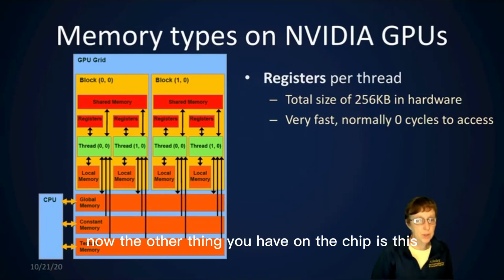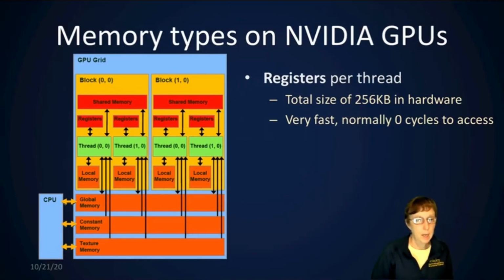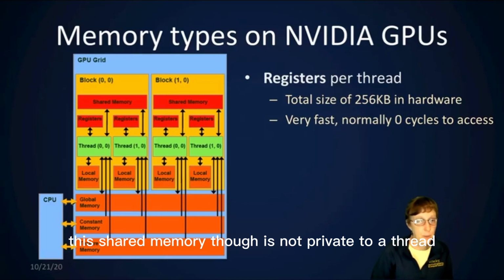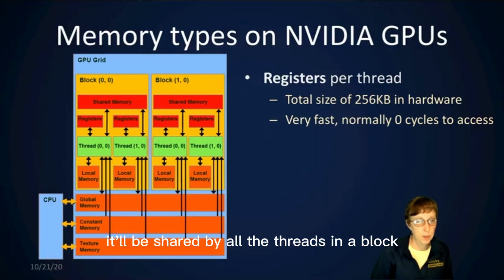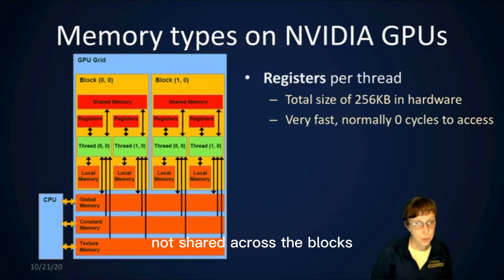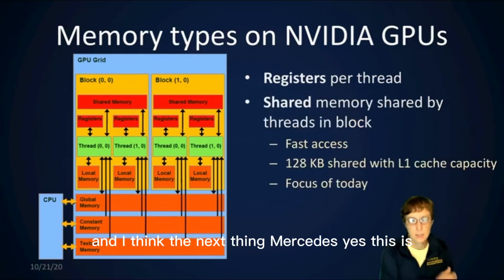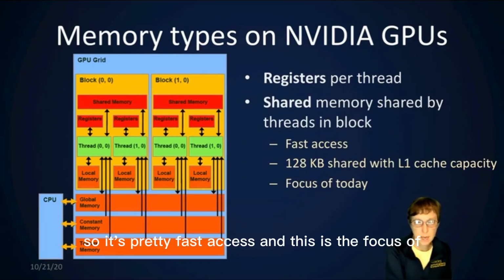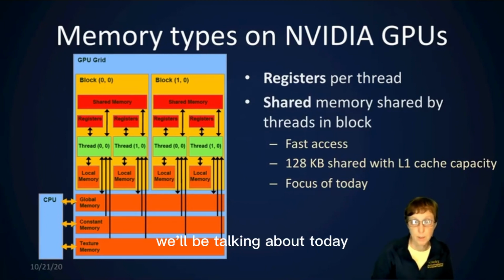Now, the other thing you have on the chip is this shared memory. Up here, all of these red things that are above the threads are very fast. This shared memory, though, is not private to a thread. It'll be shared by all the threads in a block, not shared across the blocks, as I've said before. And I think the next thing we'll say is, yes, this is how much shared memory we have. So it's pretty fast access, and this is the focus of what we'll be talking about today.